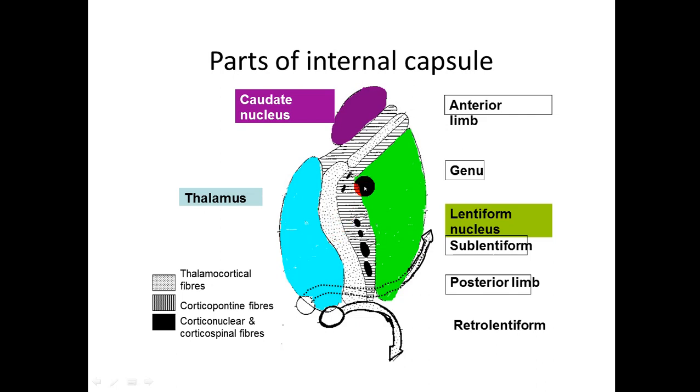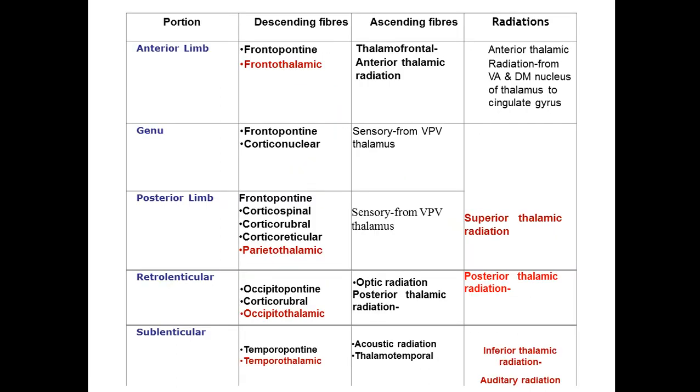And here you can see that along the entire length, the anterior limb, the genu and the posterior limb, we have the corticopontine fibers. And here in the genu we have the corticonuclear fibers, and in the posterior limb we have the corticospinal fibers and the extrapyramidal fibers. I'll explain that later. This is the description of fibers.